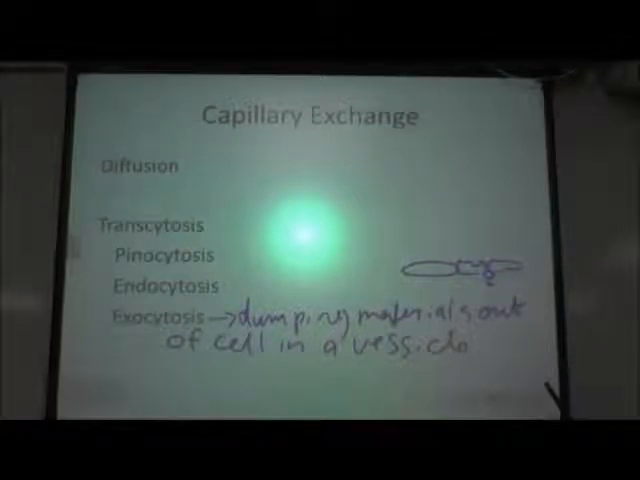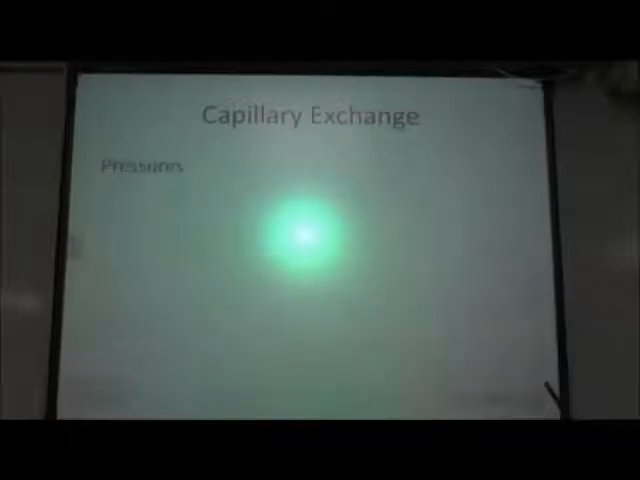So this transcytosis, is that the same thing as vesicular transport? Yes, because we're using vesicles to transport things. It is in the book. It's one of our mechanisms of capillary exchange. 779. 780's got our next process, bulk flow.